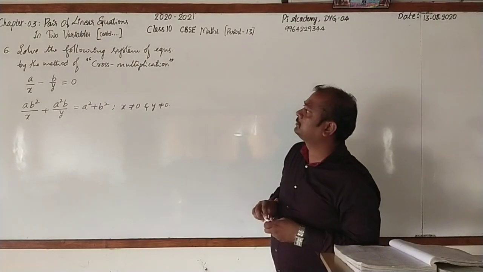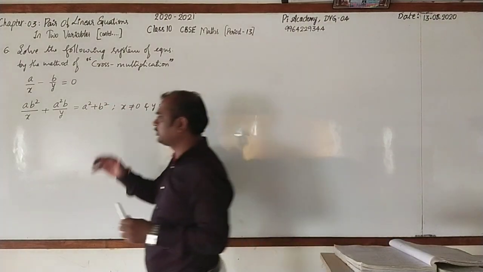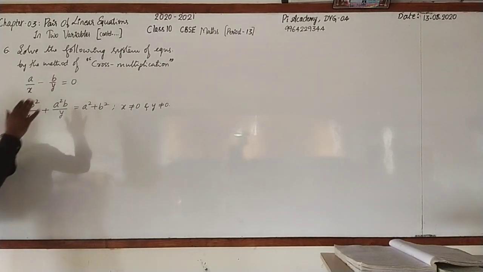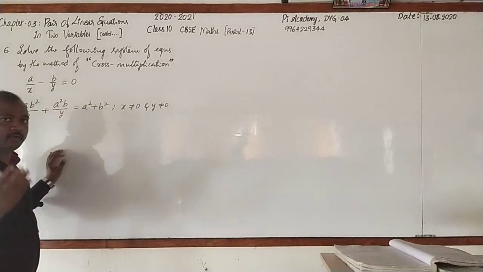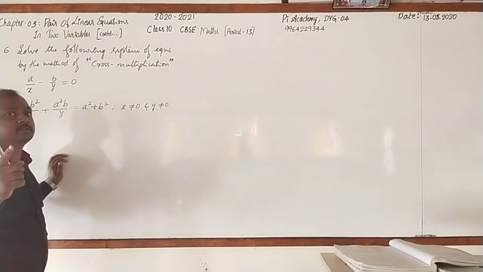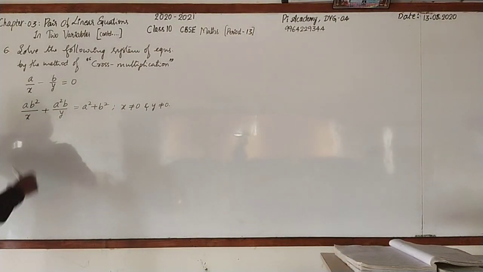Dear students, please go through this. It was given in the examination. The same question: solve the following system of equations by the method of cross multiplication. Here, we have already followed this method, but in that, the coefficients were numerals. But here you can observe that the coefficients are letters, like variables.